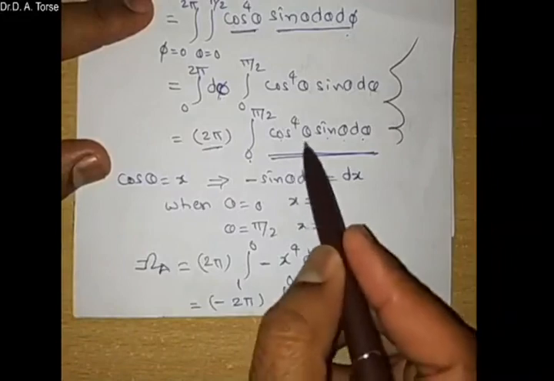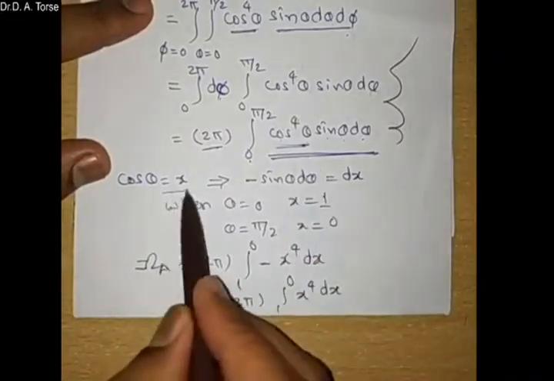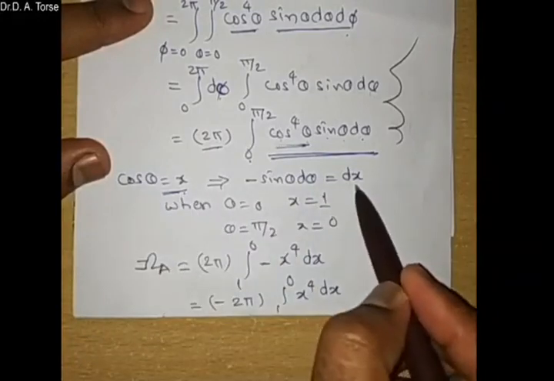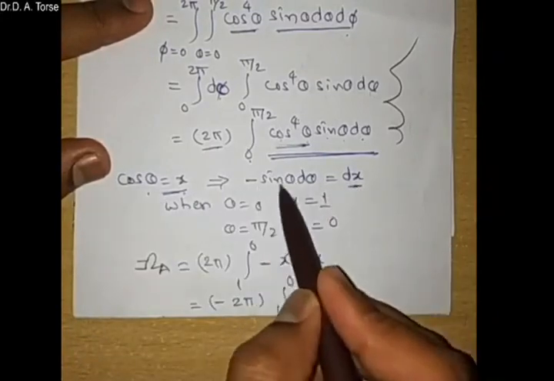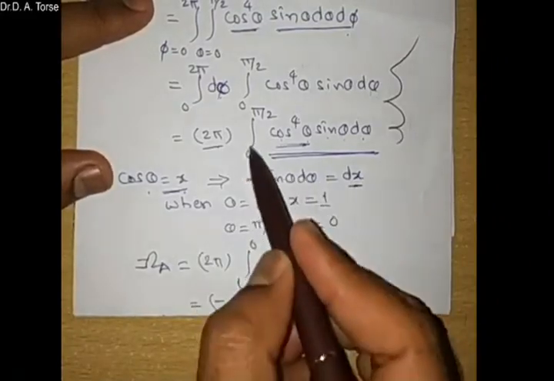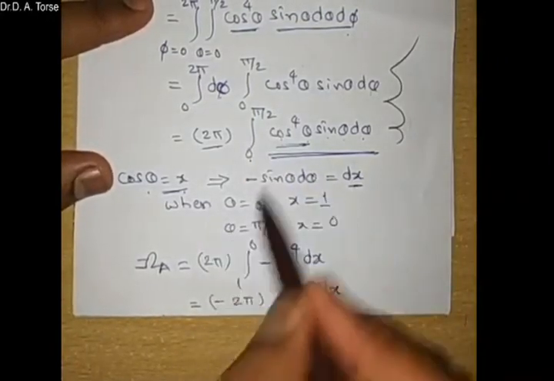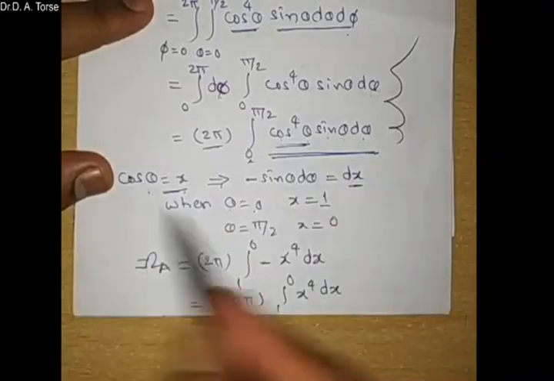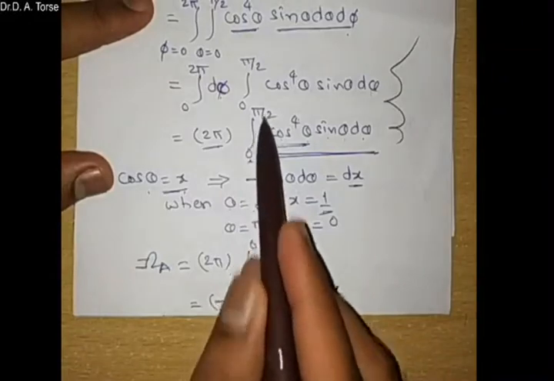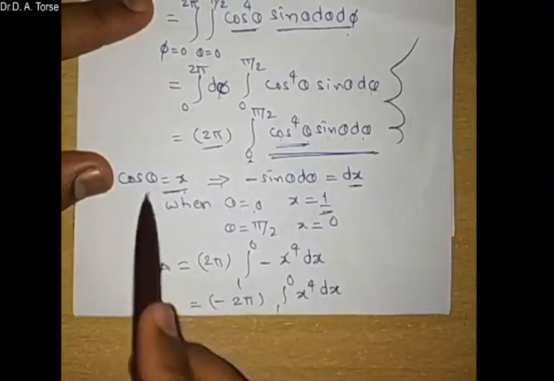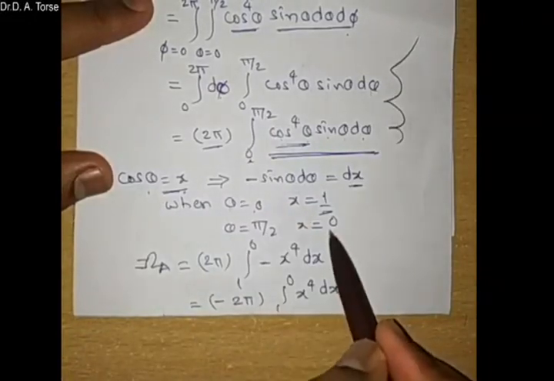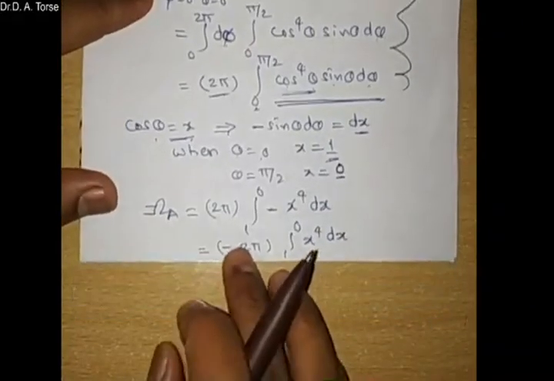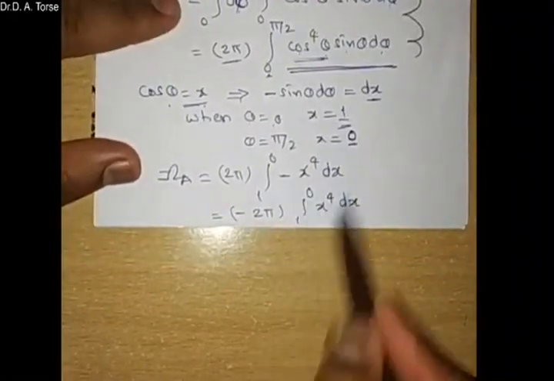We substitute x in place of cos theta, and if we differentiate, we get dx as minus sin theta d theta. Now we need to replace the limits also. When theta is 0, we get cos 0 as 1, and when theta is pi by 2, cos theta is 0. So these are the two new limits which we need to use in the integral.